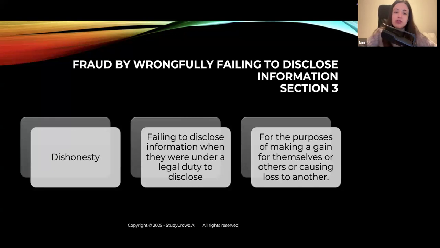Failing to disclose information when they were under a legal duty to disclose. So if the defendant was, because of his position, under a legal duty to disclose something and he dishonestly has hidden that fact, that can be fraud by wrongfully failing to disclose information under Section 3 of the Fraud Act. Again, for the purposes of making a gain or causing a loss.